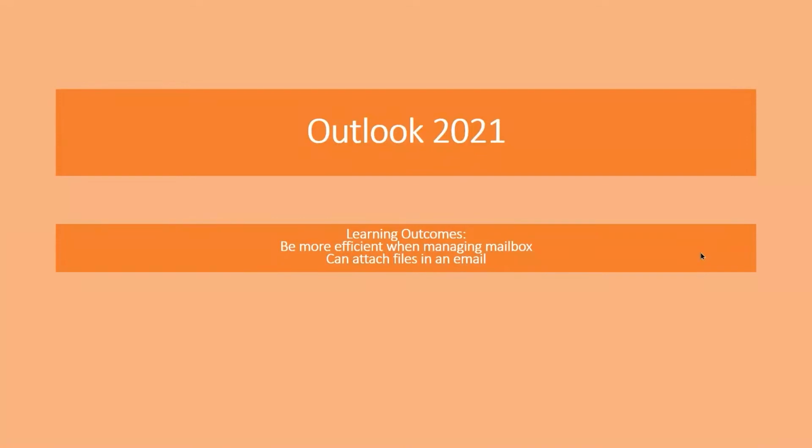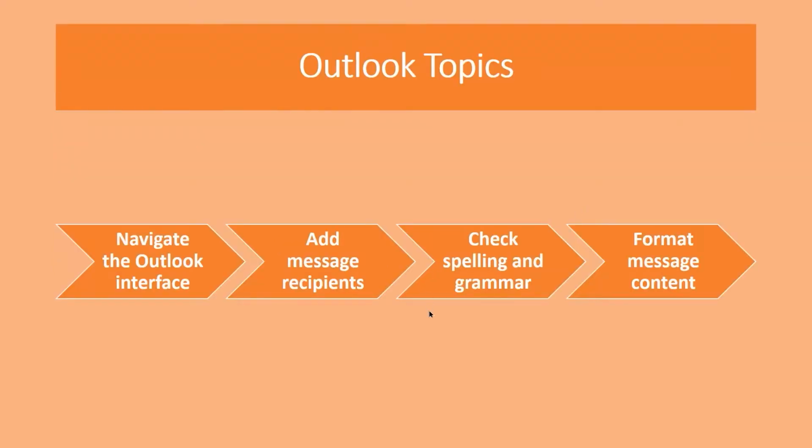As mentioned, Module 2 begins with Outlook and ends with Teams. So we're going to get started with Outlook now. Our learning outcomes here are that you will be more efficient when managing a mailbox, and you'll be able to attach files in an email. And we'll get there by exploring these topics.